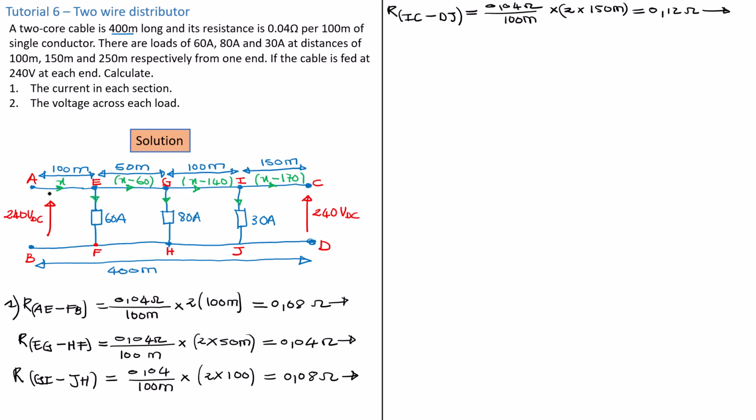Now from here, we know what our problem is. Our problem here is to find X, right? Because if we find X, we will know the current in each section. That's what the problem is. But how are we going to find it? Well, we're going to use Kirchhoff's first law. That is a law of conservation of energy.